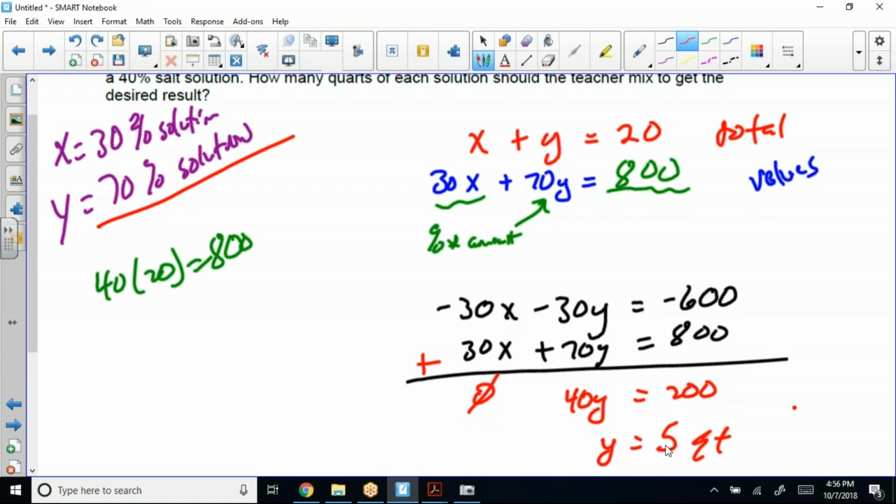And then you can plug the y back in, the 5 here, right? Equals 20. And you can figure out the x, the 30% is 15, right? So you got it either way. It doesn't really matter. All right.